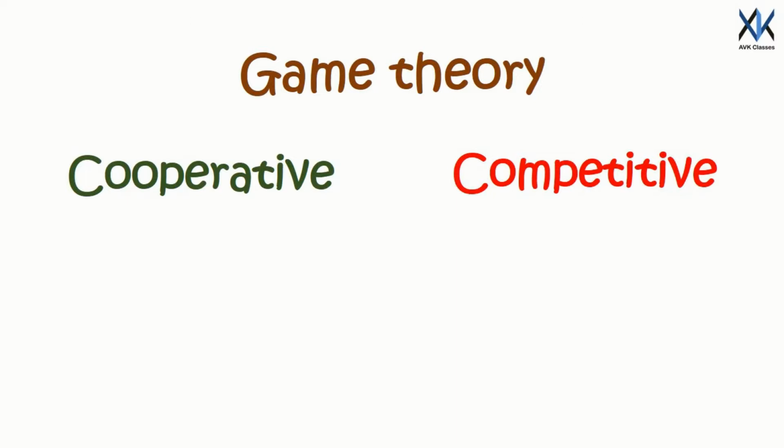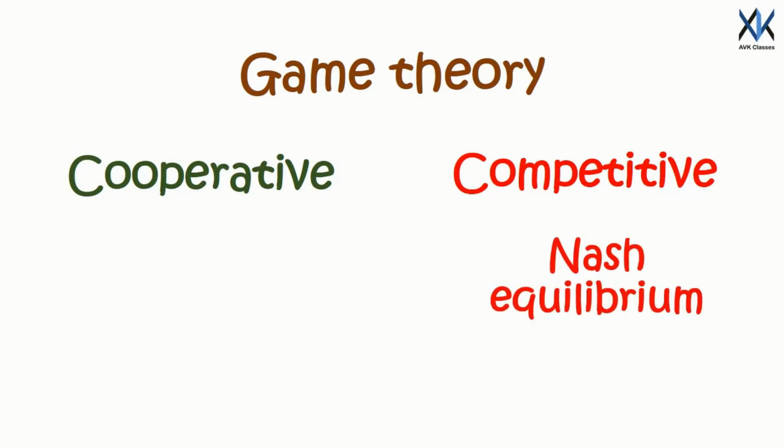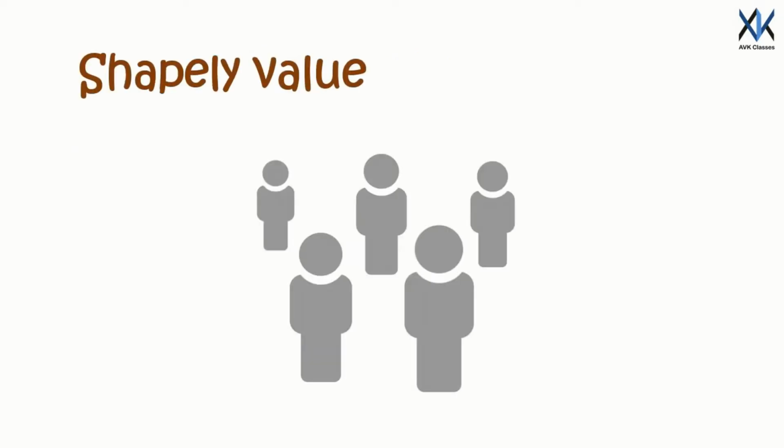Now, we have Nash equilibrium in competitive games. Cooperative games have what we call Shapley value. Shapley value is a method of dividing up gains or costs amongst the players according to the value of their individual contribution. It works by applying several rules.